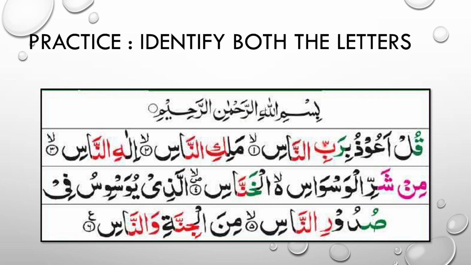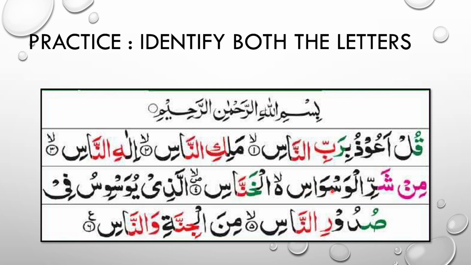Okay, so now let's start. First of all, we are going to start with qul. Qul, qaf is the bold letter. A'udhu, dhal is the softly pronounced letter. Qul a'udhu, dhu, not zu. Qul a'udhu bi rabbin nas. Nas, that's seen. This is the whistling letter. Malikin nas. Again, seen. Ilahin nas.